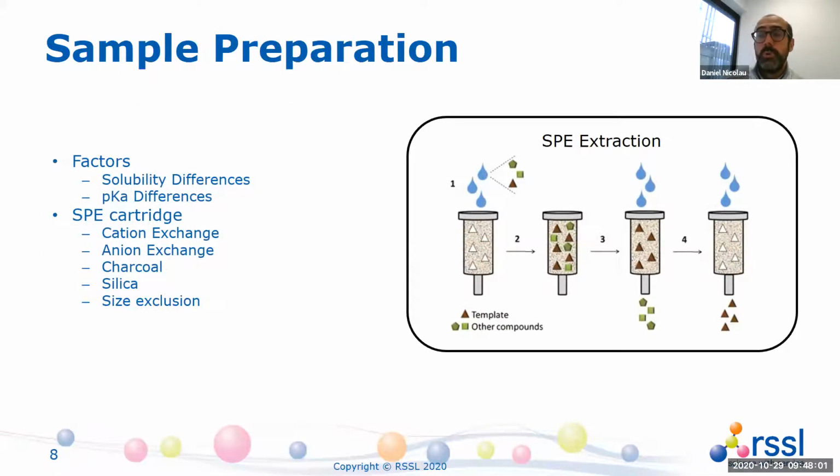But SPE will also be an incredibly useful technique in extracting out these nitrosamines at very low concentrations. There are various types of cartridges out there, silica-based, absorption-based, but again, depending on your sample itself, you can use a variety of SPE cartridges, taking advantage of the solubility and pKa differences.